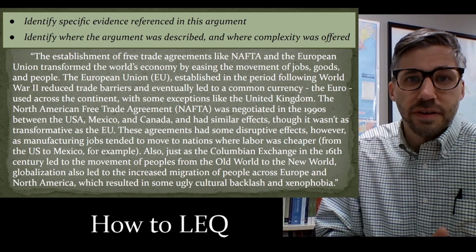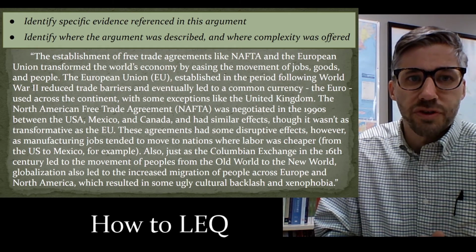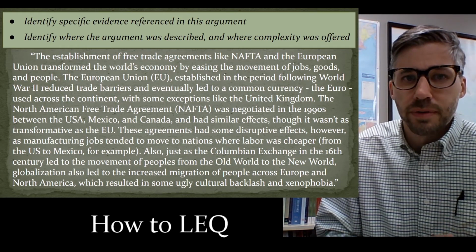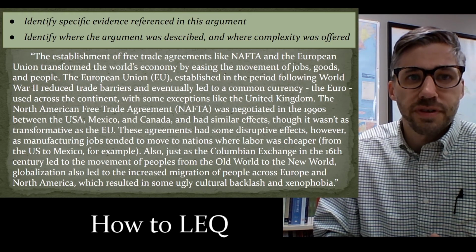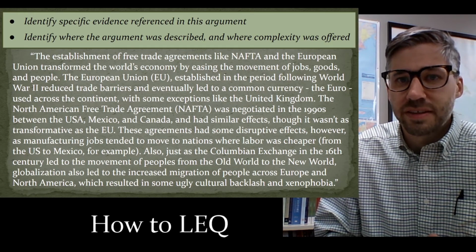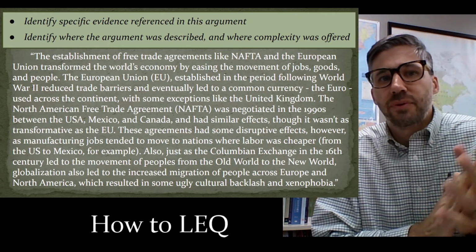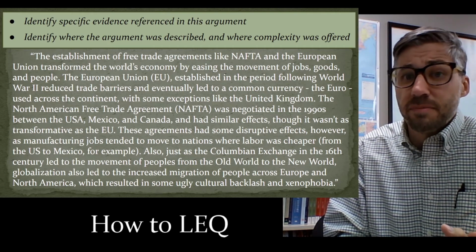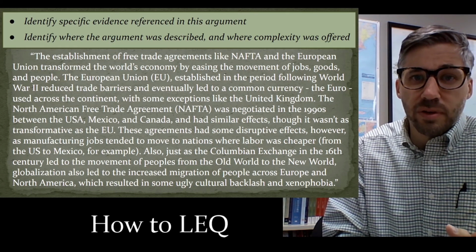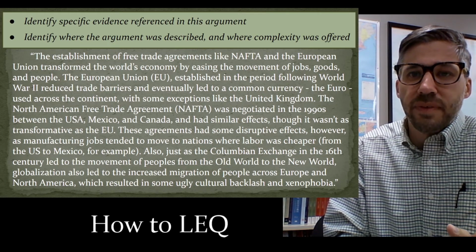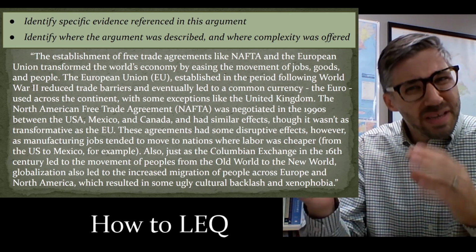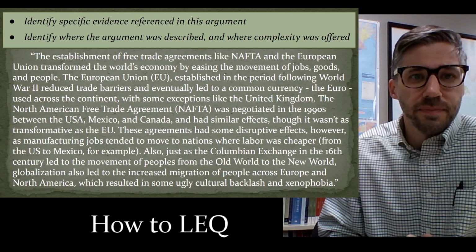The European Union, established in the period following World War II, reduced trade barriers and eventually led to a common currency, the euro, used across the continent, with some exceptions like the United Kingdom. That's an evidence point. The North American Free Trade Agreement, NAFTA, was negotiated in the 1990s between the United States, Mexico, and Canada, and had similar effects, although it wasn't as transformative as the EU. That's complexity, where I'm saying, here's another piece of evidence, but here's a subtle difference between those two.